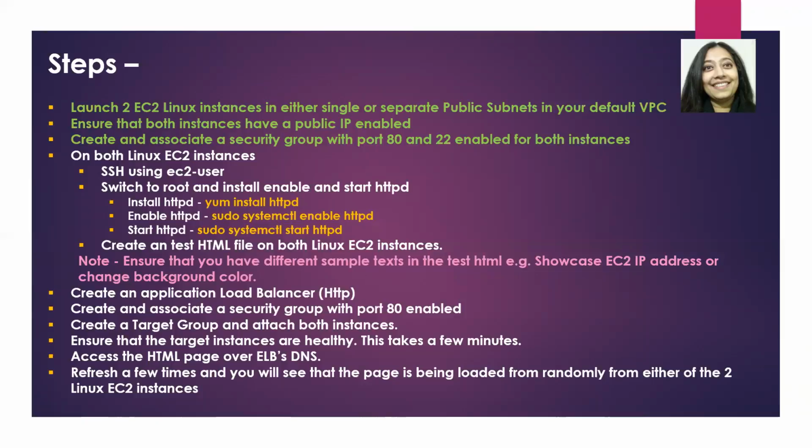After we have created the load balancer, we will create and associate a security group with port 80 enabled. Finally, we will create a target group and attach both our EC2 instances to this particular target group. Before we move further ahead and test this, we need to ensure that our target instances are healthy. This generally takes a few minutes, approximately 5 to 10 minutes.